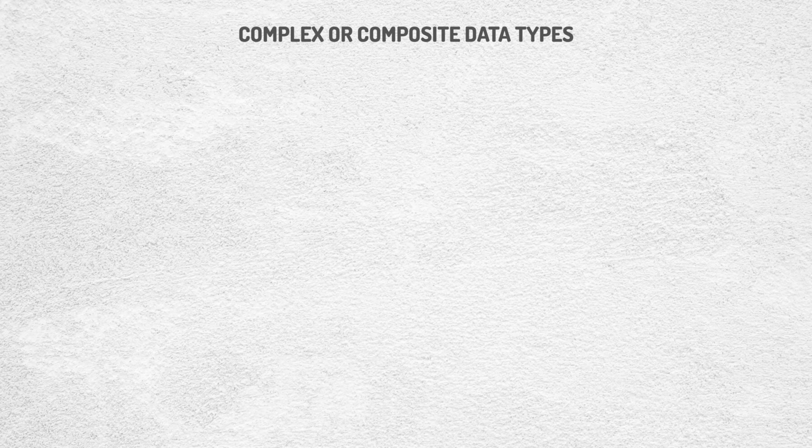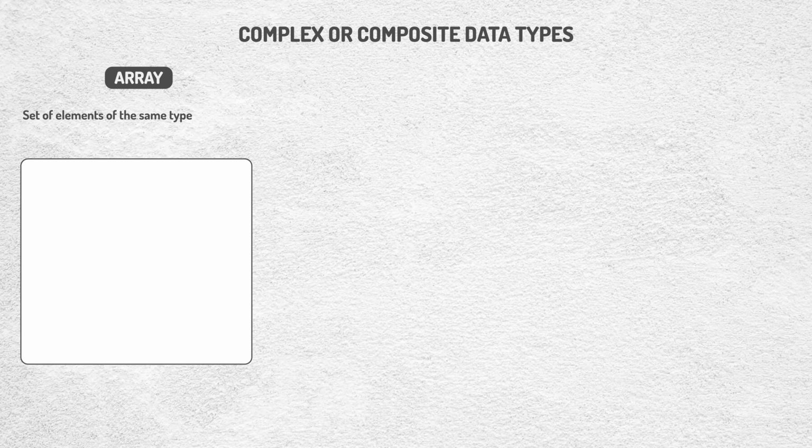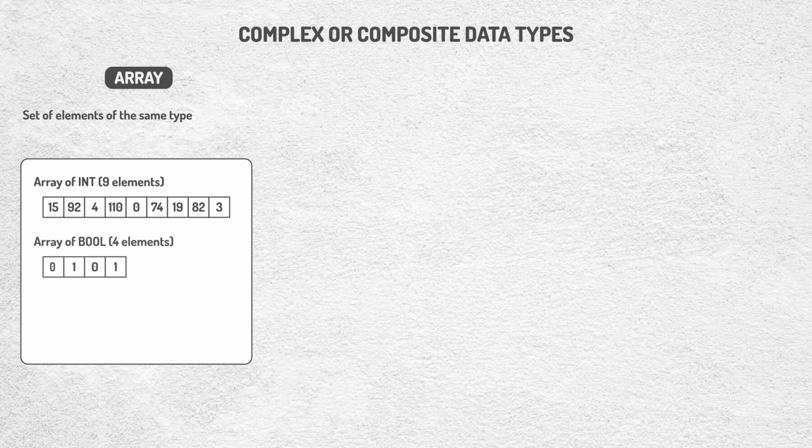Complex or composite data types allow better organization of information and give structure to programs. They are formed from basic or special data types and are useful when sets of related information need to be handled. The array data type is a set of elements of the same type stored in an ordered sequence. It can be imagined as a list of values where all are of the same type, for example a list of integers or a list of Boolean values.